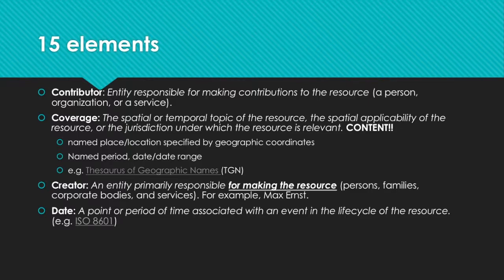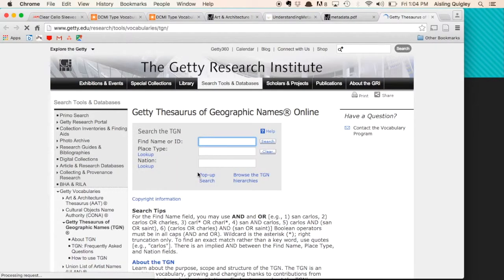So it might be the named place or location specified by geographic coordinates, the named period, date, or date range, and it could be something that you're referring to through the Thesaurus of Geographic Names, which I'll actually show a brief demo of right here, because it's something that I've had to use in my cataloging experience over at the Image Library at Frick Fine Arts. So let's go through this together.